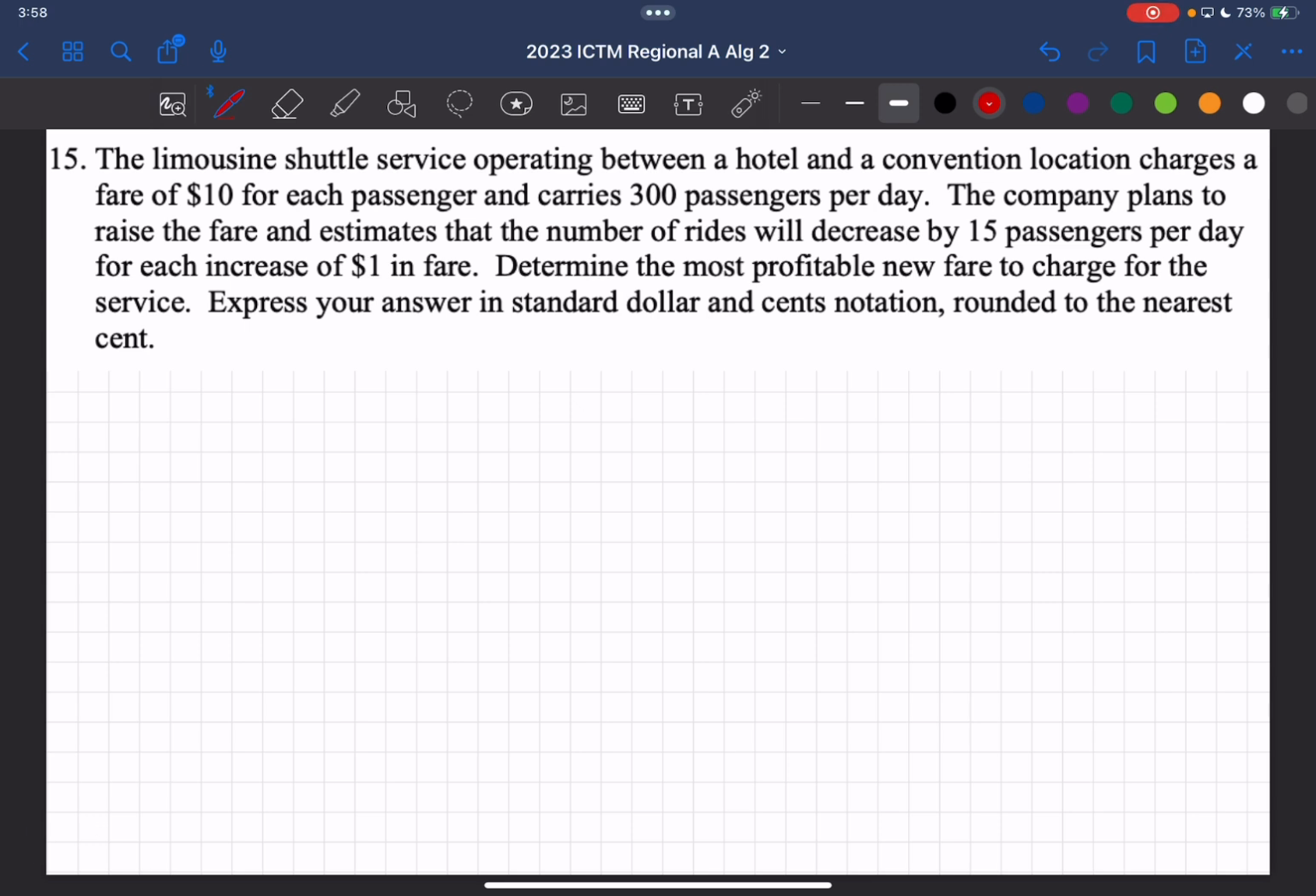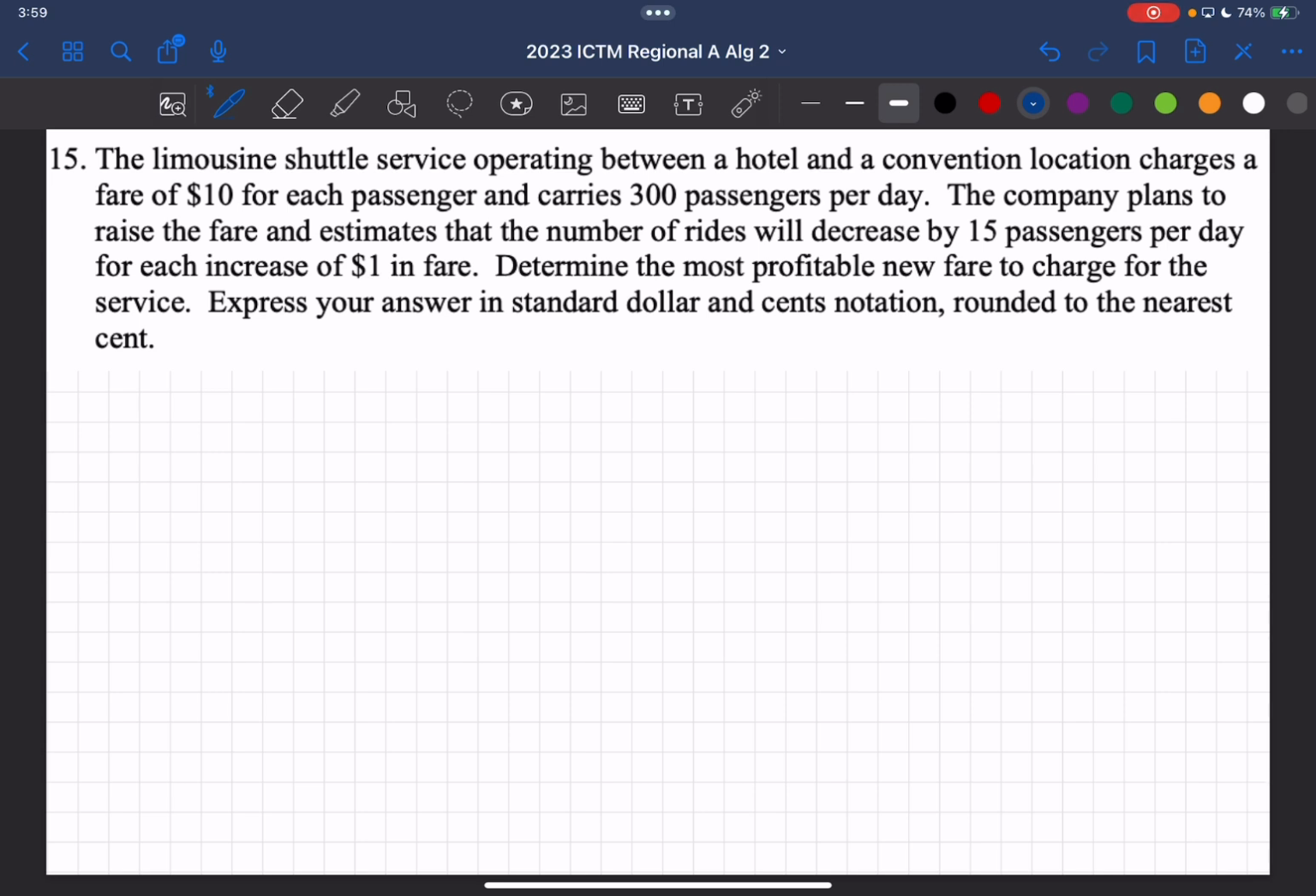Number 15, a limousine shuttle service operating between a hotel and a convention location charges a fare of $10 for each passenger and carries 300 passengers per day. The company plans to raise the fare and estimates that the number of rides will decrease by 15 passengers per day for each increase of $1 in fare. Determine the most profitable new fare to charge for service.